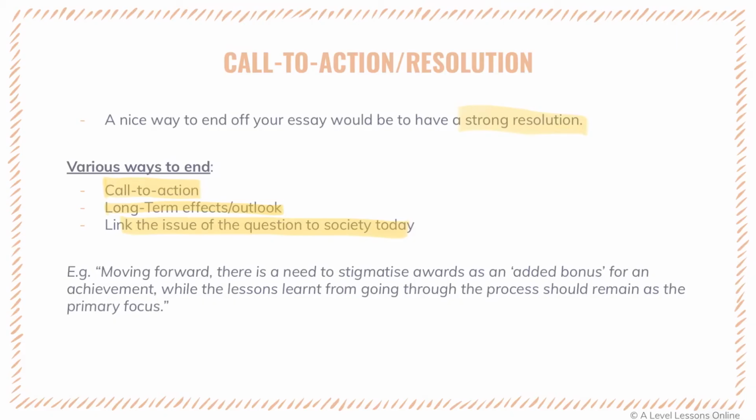Okay, a call to action is basically when you're calling people to act on the issue. So moving forward, all Singaporeans should ensure that their children receive at least 10 years of education, something like this. That could be a call to action. And a long-term effect or outlook refers to when you are looking in the long run, is this issue even still going to make sense? Is this issue still going to exist?